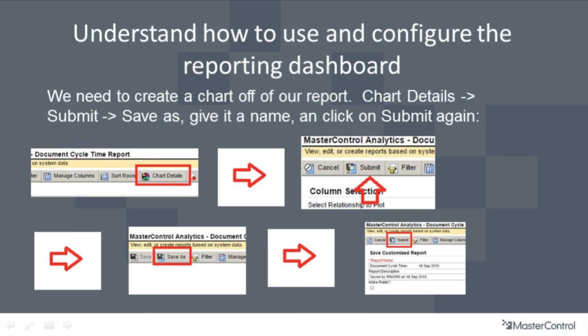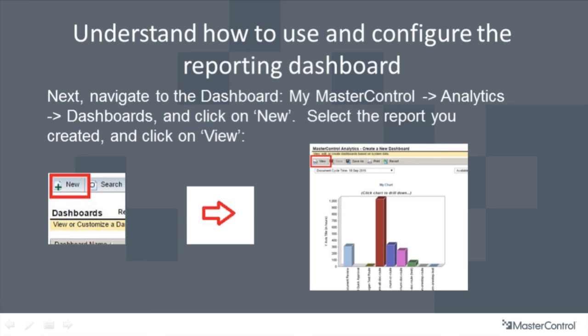You save your report and give it some type of report name. The default there is just document cycle time along with the date. You can type other stuff in here. It gives you a tab space where you can type something that will make sense to you. Then you navigate to dashboard, My Master Control Analytics, dashboards, and then click on New. Select the report that you created and click on Use.